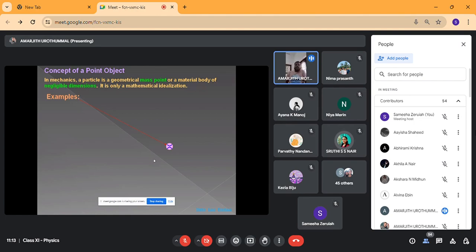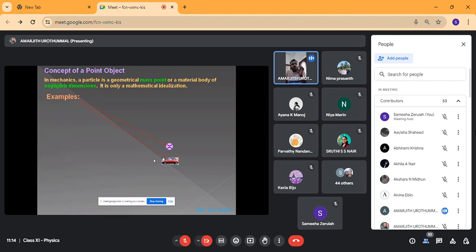So we will feel that if the size of the object is less, then only it can be considered as a point object. Now, what about this one? What is the second object? Whether it is a point object or not. It can also be considered as a point object. When we consider the journey from the southern end of India to the north end, that is a long distance. When we consider that journey, this star can also be considered as a point object.